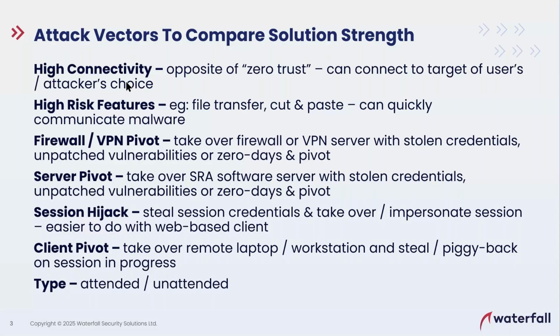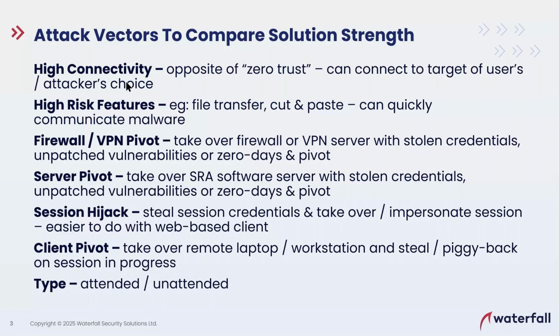Server pivot. So there's a couple of different pivot scenarios here. One is you take over the firewall and you're through. A second one is you take over a server behind the firewall, the remote access server, the thing that's giving you access. You take it over because you found a vulnerability, a 0-day.